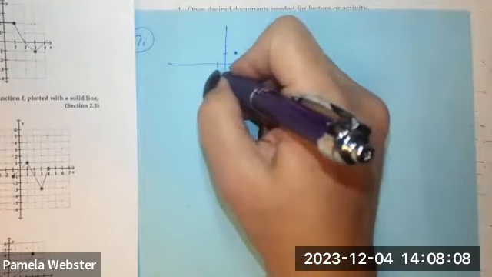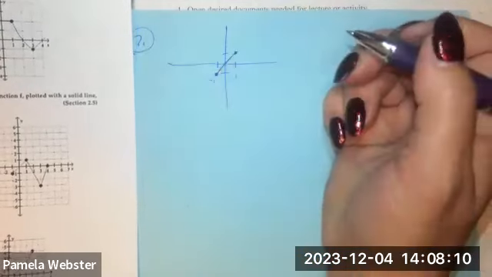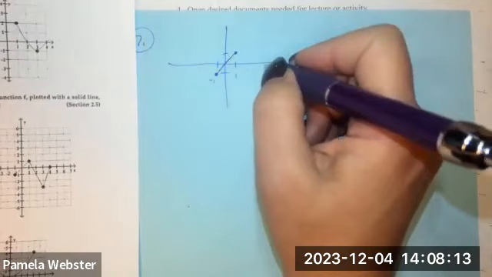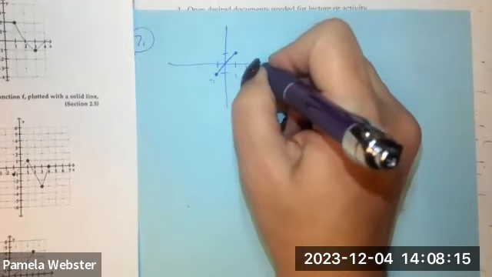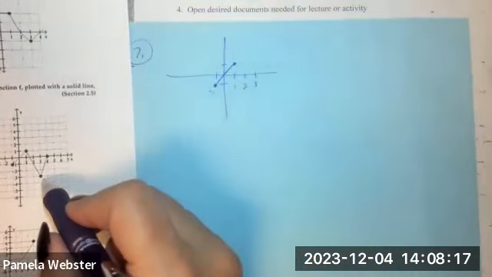Okay, it's got this point, this going up thing going on, and then it goes down until I get to the point 3 and -3.